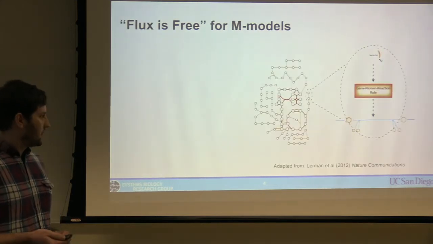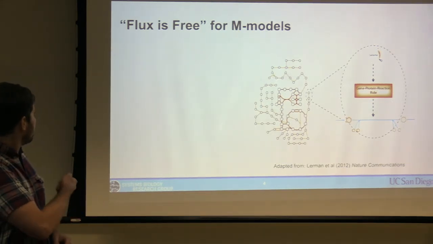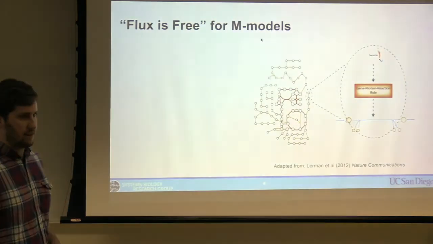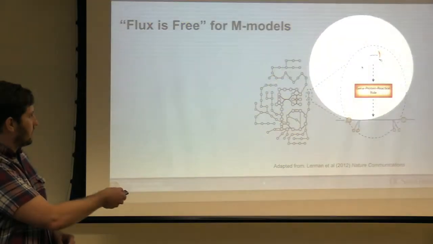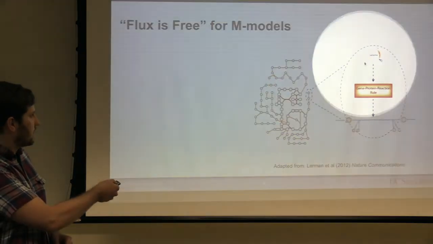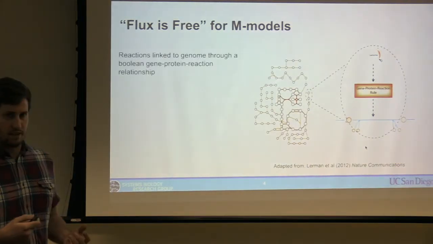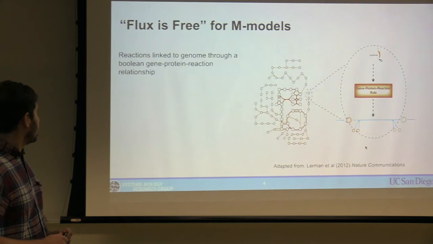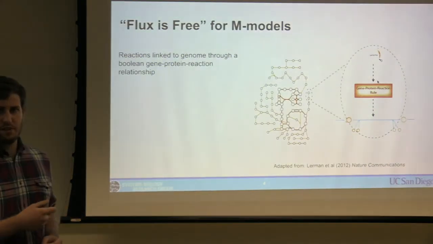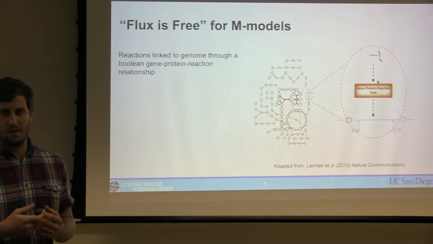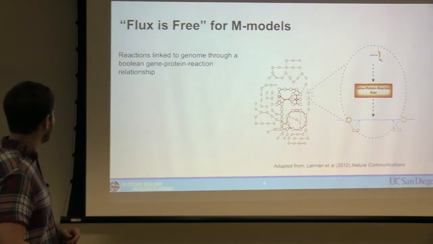But one limitation of this type of method is that you can say that flux is free for an M model. Basically, the only thing connecting the genome to a reaction is what we call a Boolean gene-protein-reaction rule. This says that if the genes are not knocked out in the genome, then this reaction is free to proceed at basically any rate that's feasible in the model.